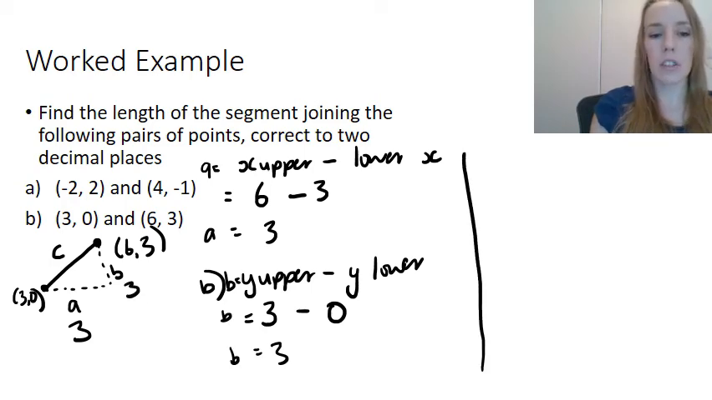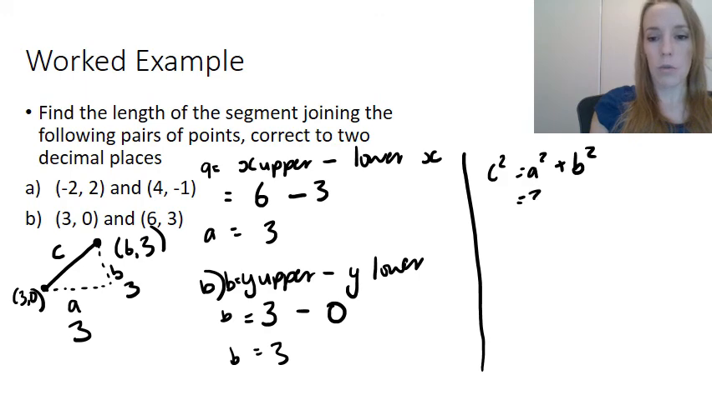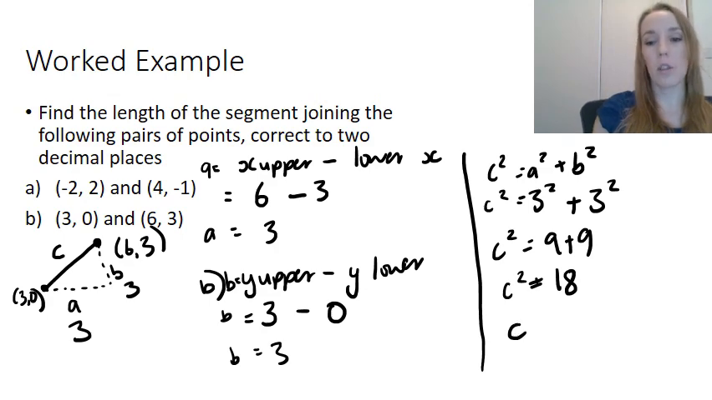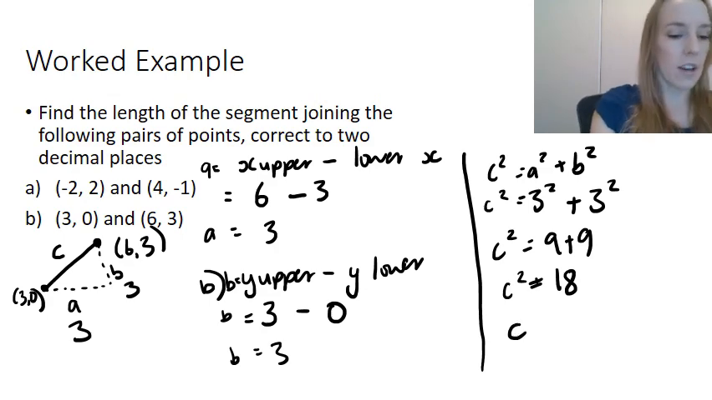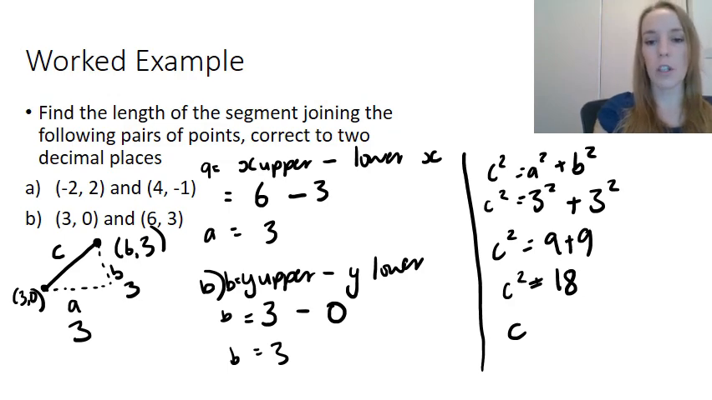So then we can use Pythagoras' theorem. C squared equals A squared plus B squared. A squared is 3 squared, B squared is 3 squared as well. So that's 9 plus 9. C squared equals 18, so we have to find the square root of 18. So again, use your calculator. Square root of 18 is 4.24264068, etc. It says to round to 2 decimal places.